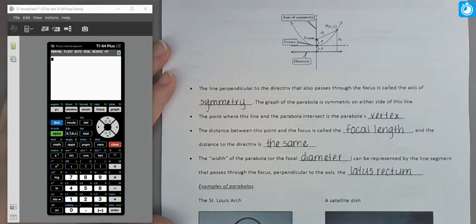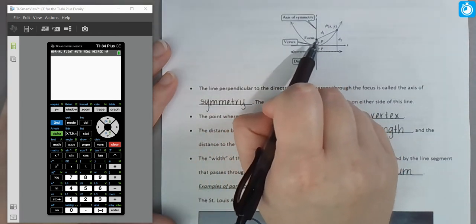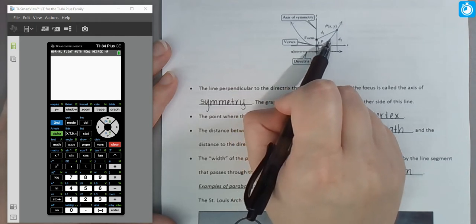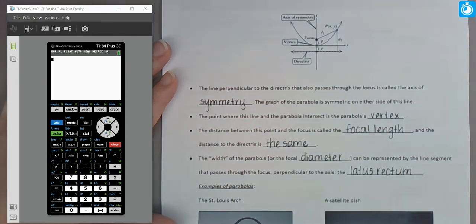So knowing what that line segment looks like, more importantly knowing how long it is, is going to give us the information we need to finish out our graph once we know where the vertex is, once we know where the axis of symmetry is. So essentially, if we take that line segment, the latus rectum, take its length, divide it in half, that's going to tell us how far we travel from the focus in either direction in order to get to the actual graph and get a couple more points that we can actually graph.